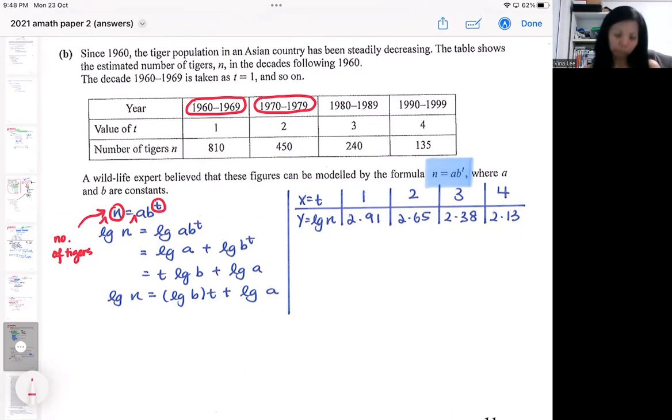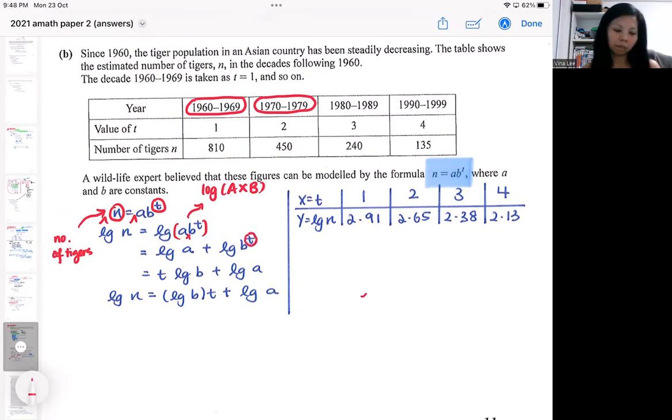So I'm doing lg both sides. After you do the lg both sides, don't forget that this is a product, like a multiplication. So you've got to split it into log plus log before you can bring down the power.